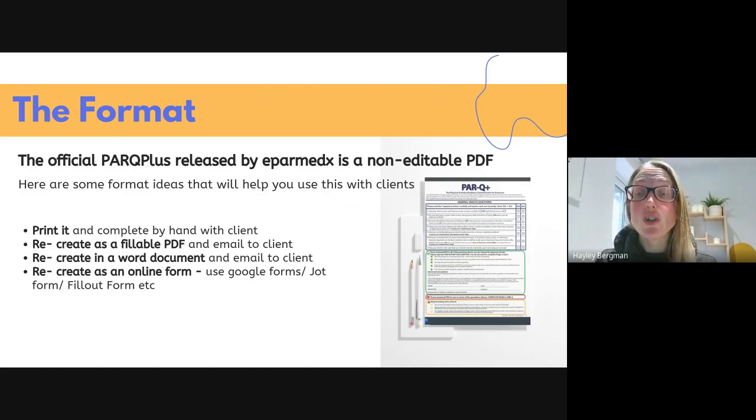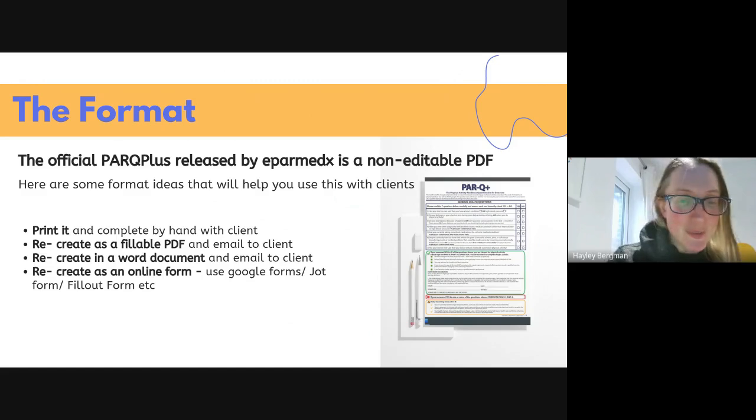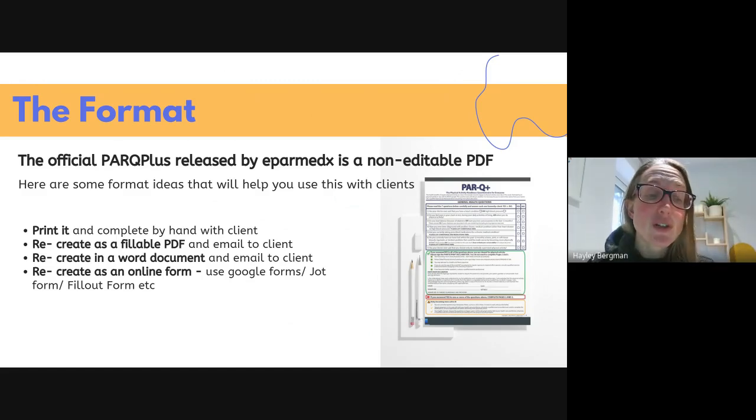So you might choose to go old school and print it and do it by hand. Then you also might choose to recreate it as a fillable PDF. Once you've downloaded the PDF, there are lots of different app-type companies you can use that have a desktop app where you can literally change it from a solid PDF to a fillable PDF, and then you can use that.